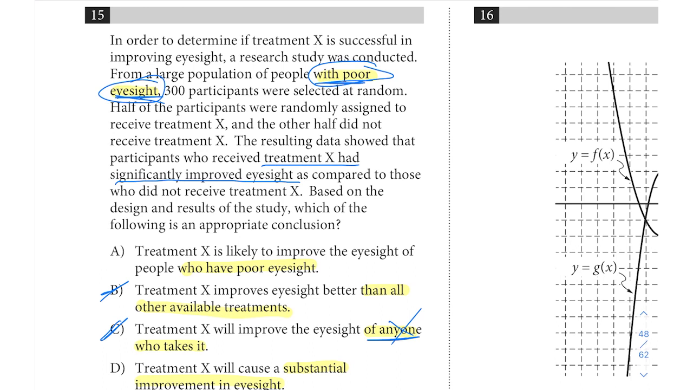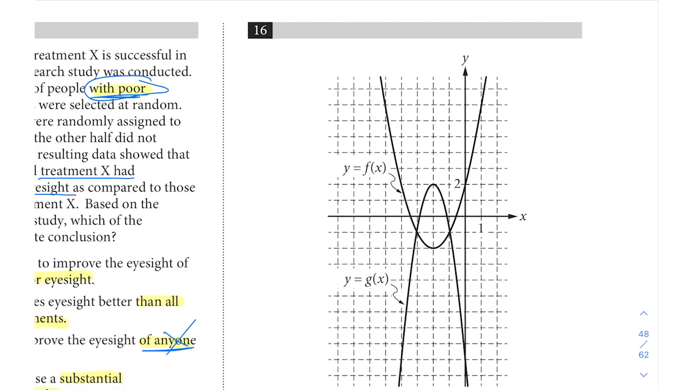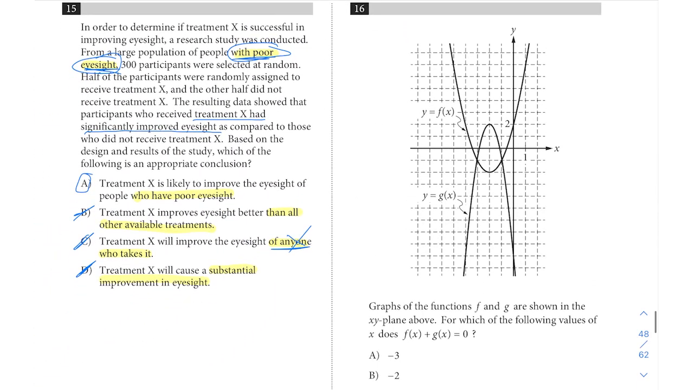And for D, treatment X will cause a substantial improvement in eyesight. That's essentially the same thing as saying that it's for anyone, because this is just saying that it causes improvement as a blanket statement. It's not specifying the group that it would apply to. So we say no thanks to D, and answer choice A here is our correct answer. And just remember, whatever findings you get from a study, you can only apply those findings to a similar population. In this case, it's just for those with poor eyesight who we could expect to see a significant improvement upon receiving treatment X. Up next is question 16.